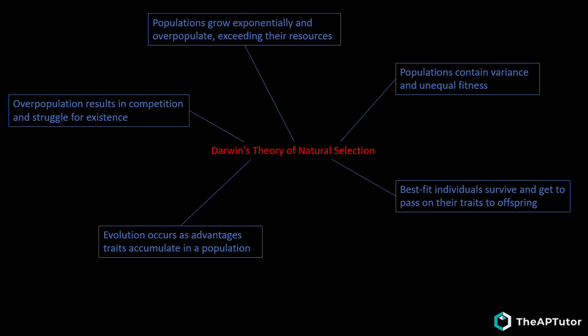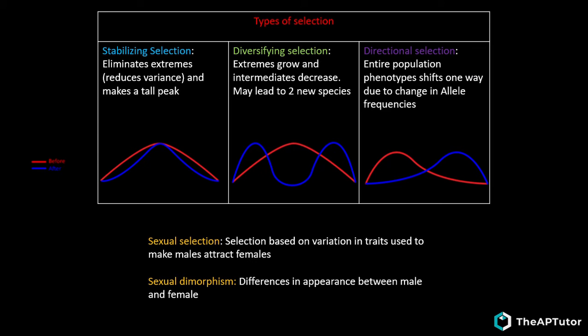Also, his theory covered that best fit individuals survive and get to pass on their traits to offspring. This creates the gradual change in the traits of a population over time. And finally, evolution occurs as advantageous traits accumulate in a population. Whew. Okay, so some types of selection.